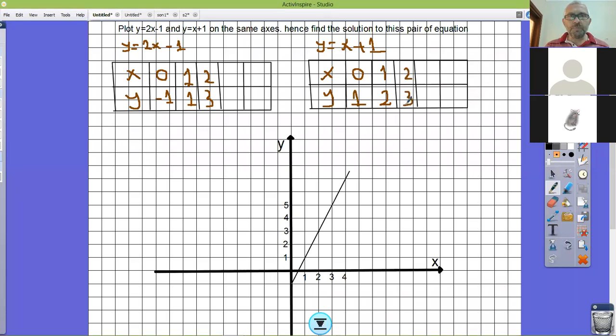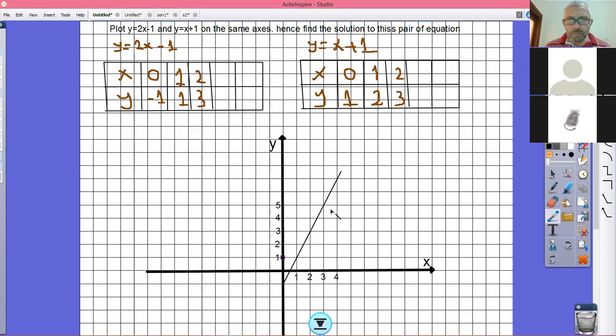Now let's go. Let's place the points. 0, 1: x is 0, y is 1, will be this point, and x is 2, y is 3 will be this one. Now I am going to draw the line. Now, where is the solution here? Can you find the solution?